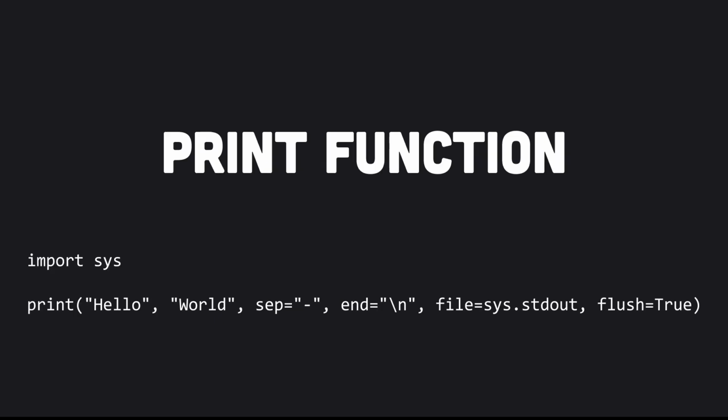The print function has several parameters. The sep parameter controls how values are separated. The end parameter controls what is printed at the end. The file parameter controls where the output goes. The flush parameter forces the output to appear immediately.